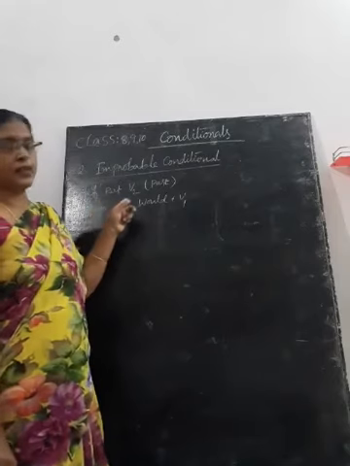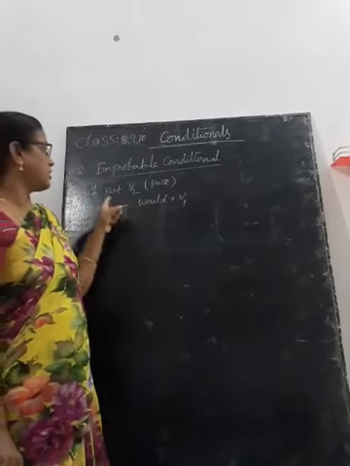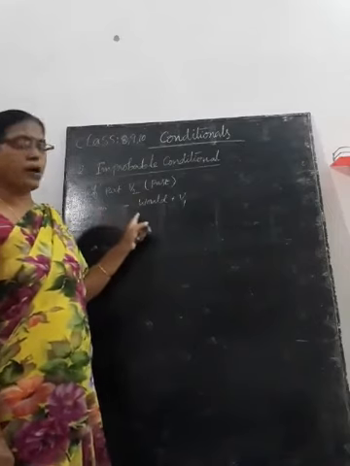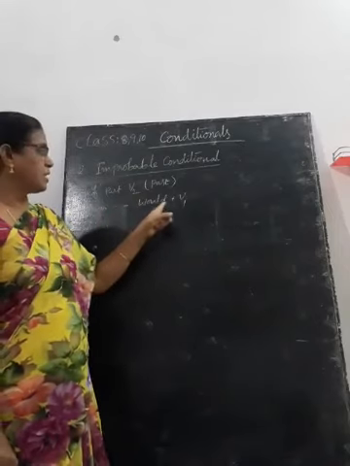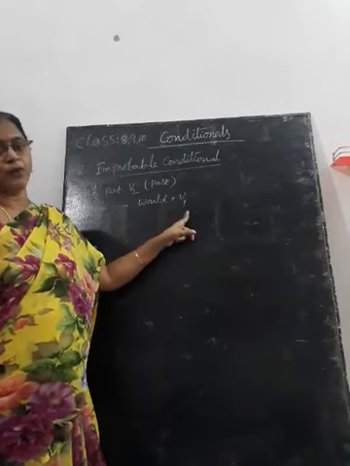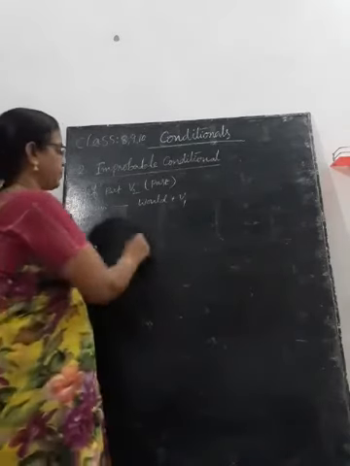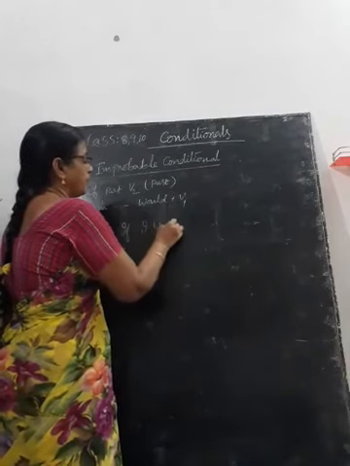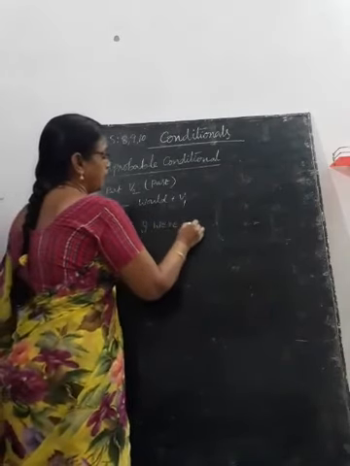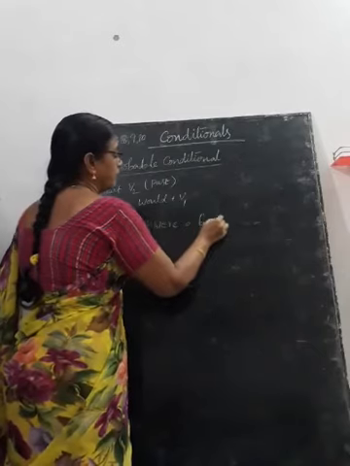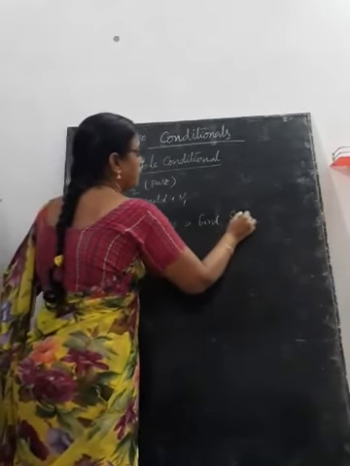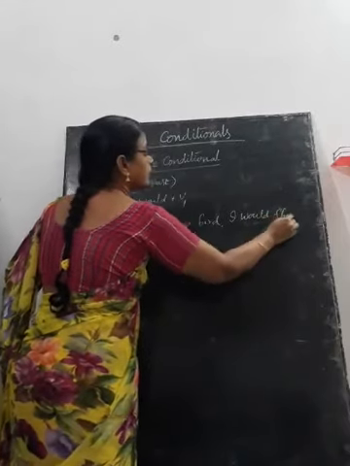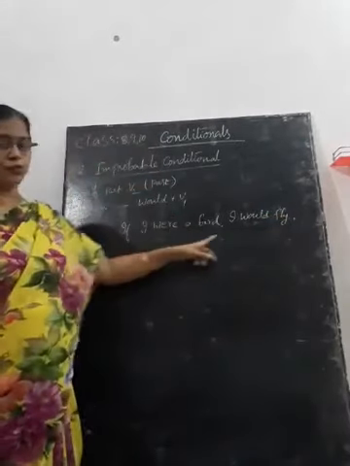So in this improbable conditional sentence, the if part contains the past form of the verb, that is V2, and the main part of the sentence contains would plus V1. For example, if I were a bird, I would fly. Imaginary situation. If I were a bird, I would fly.